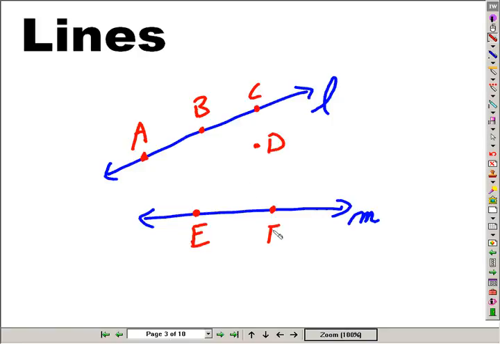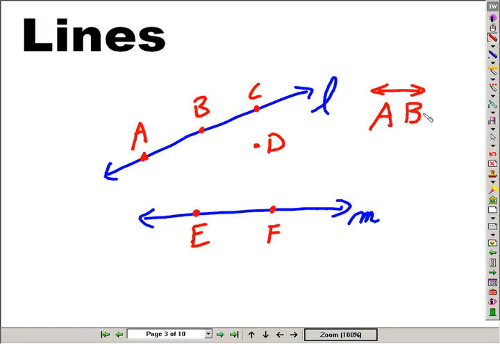And if I said, class, look at line l, we know which one I mean, but I have another method. I could say, look at the line that contains the points A, B. Or we would say, look at line AB. And this is a symbolism that would stand for this picture over here.